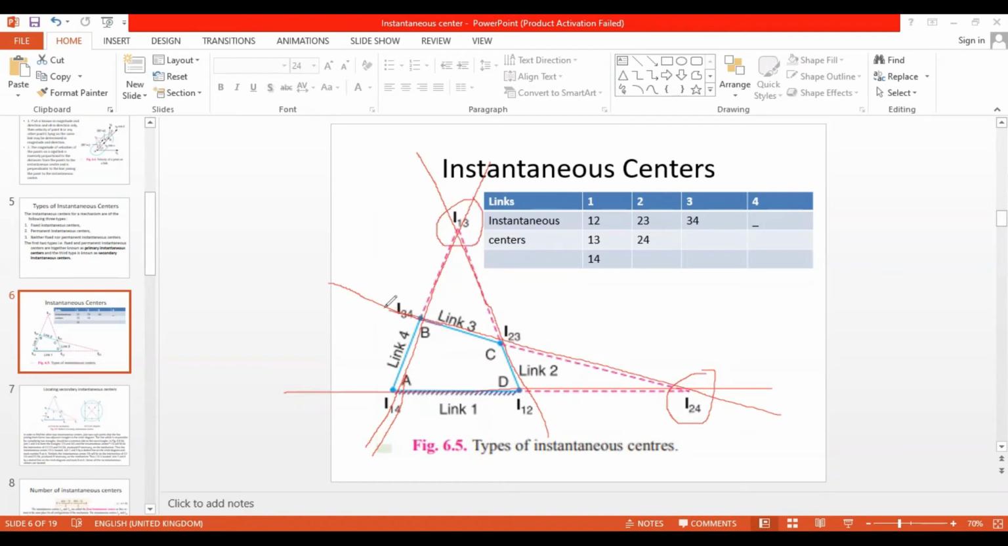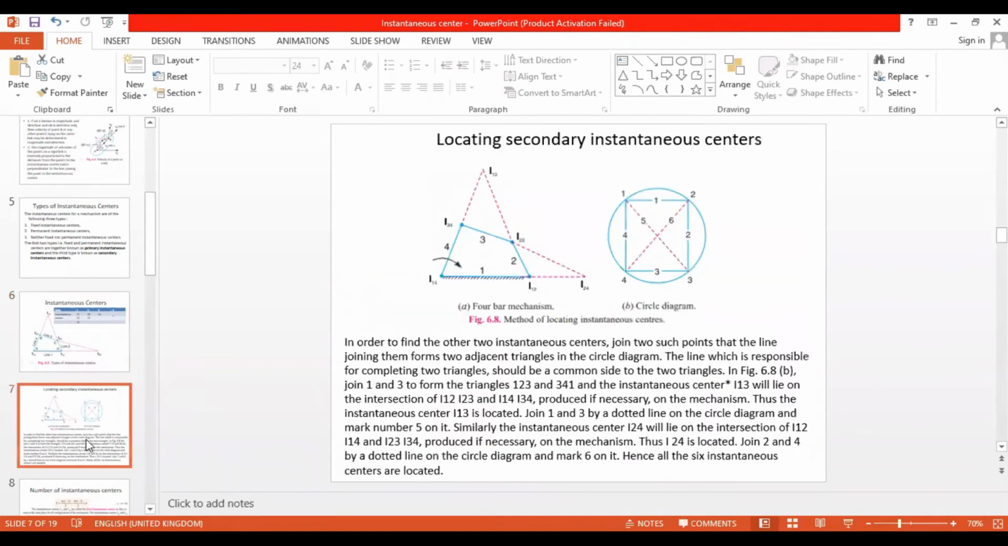Okay, if it is going this way and if it is going this way, this is not going to meet anywhere, right? Similarly, if this is going this way and this is going this way, this is not going to meet anywhere, right? So once you project those lines, they will meet at another 2 points, and those 2 points are the other 2 instantaneous centers, right? And these are called secondary instantaneous centers, right? Now we'll see how to locate them.